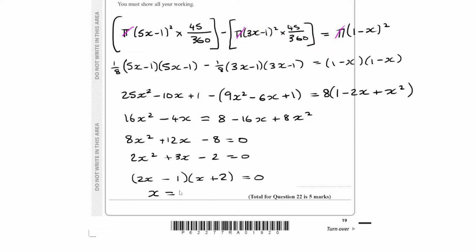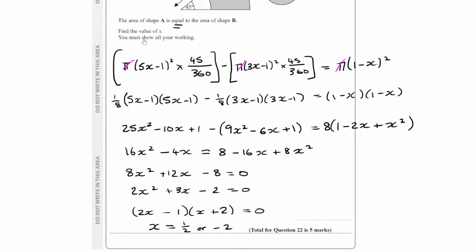Okay, so obviously solve it. So we should get a half or minus 2. Now, again, when you've done these questions that have a context, do you see how they asked for one value? So that's not your final answer. You then have to choose.